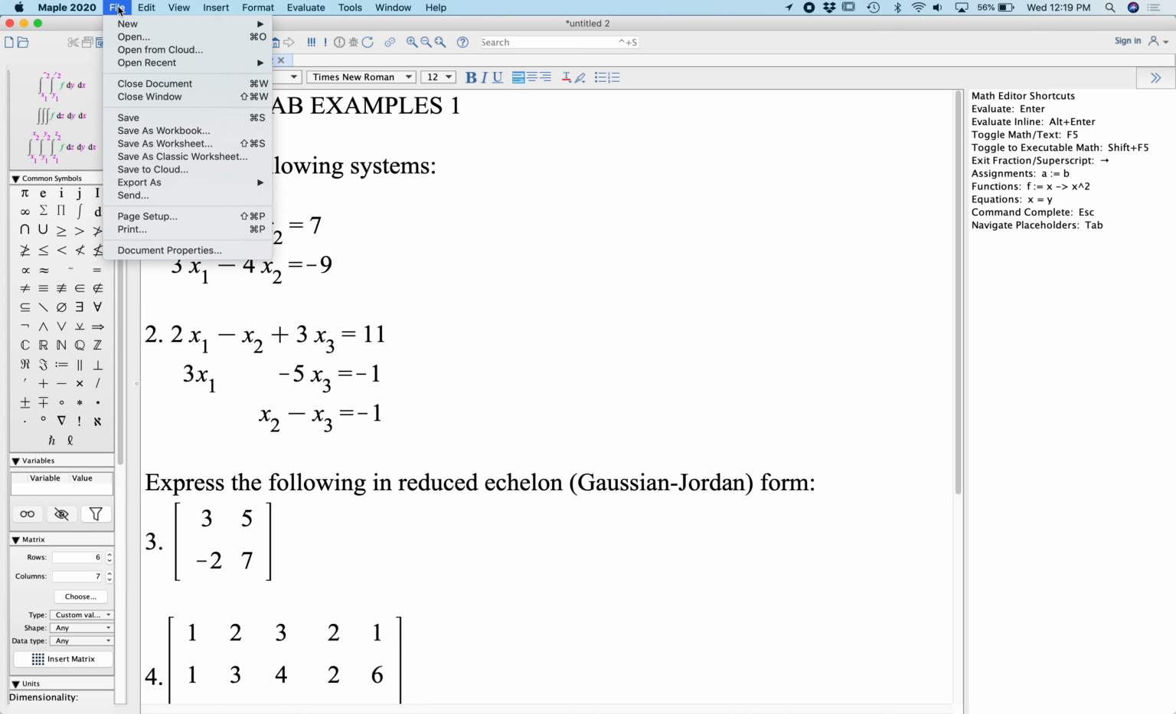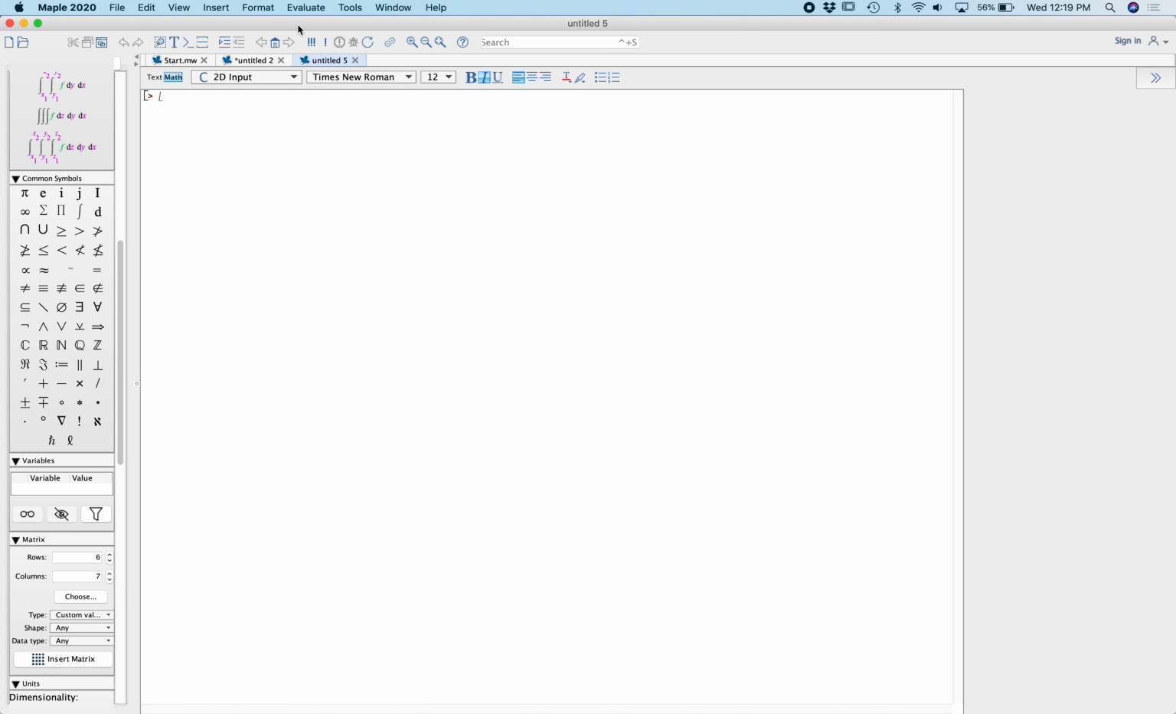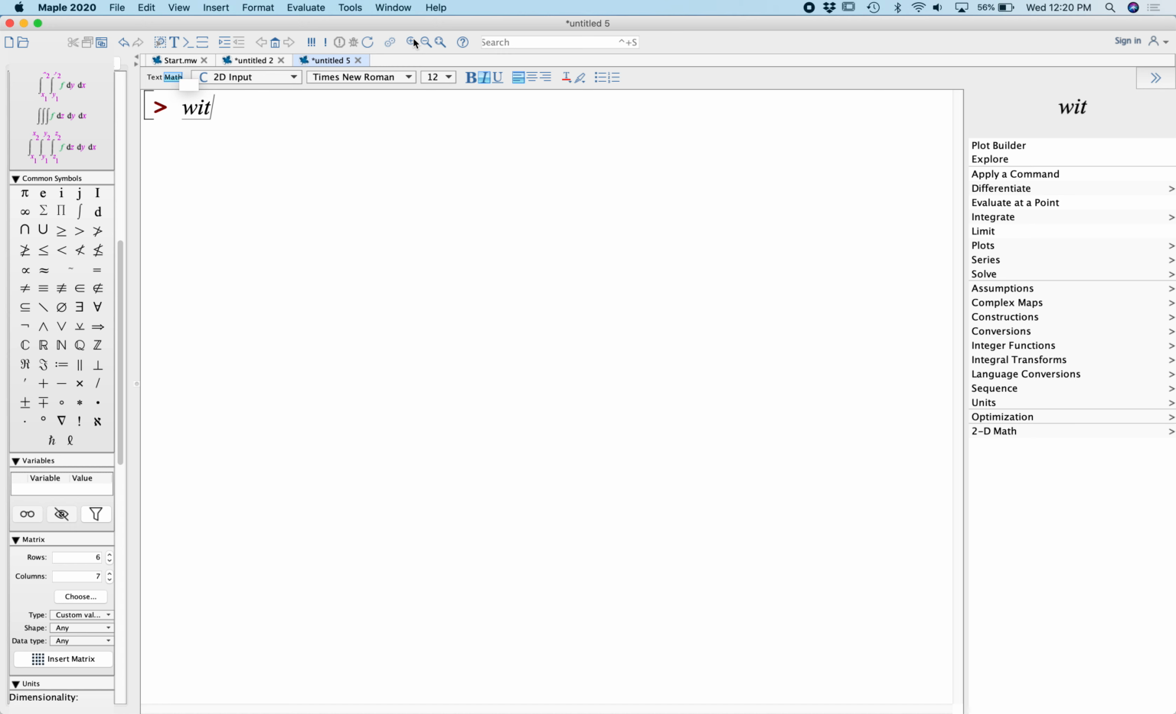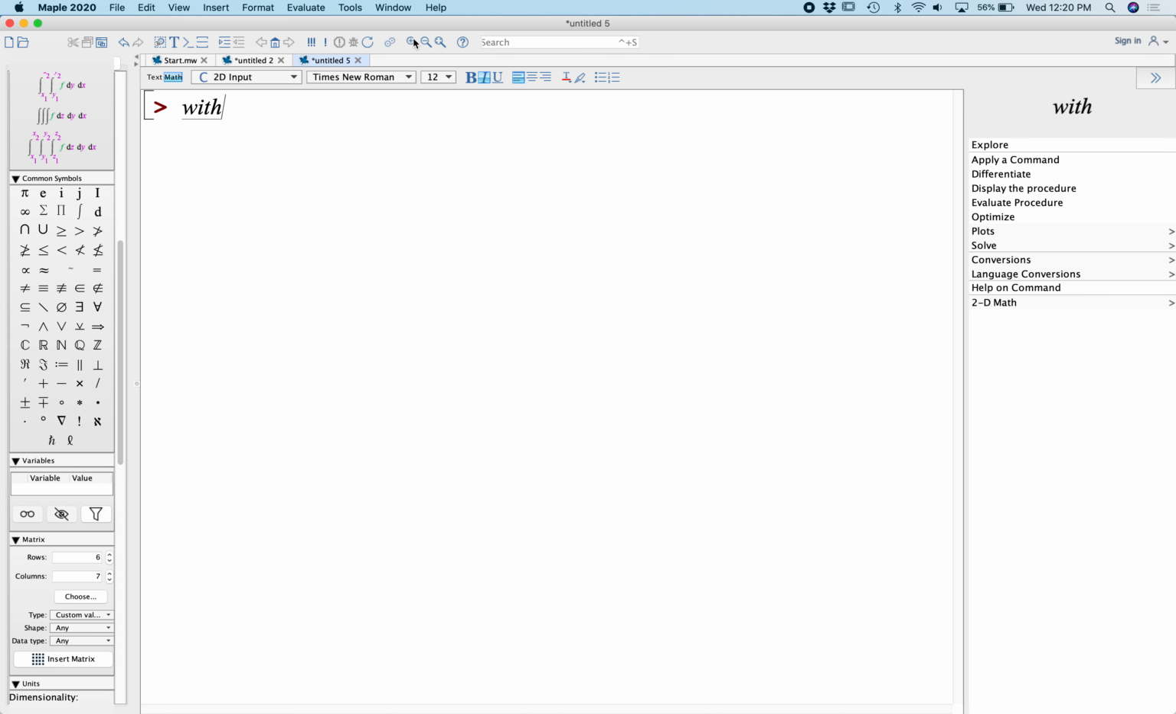In terms of working with Maple, you can click on File, New, and you want to go into worksheet mode, not document mode. Since we are dealing with linear algebra, to be able to fully operate with the systems and the matrices, you want to start out with an opening statement.